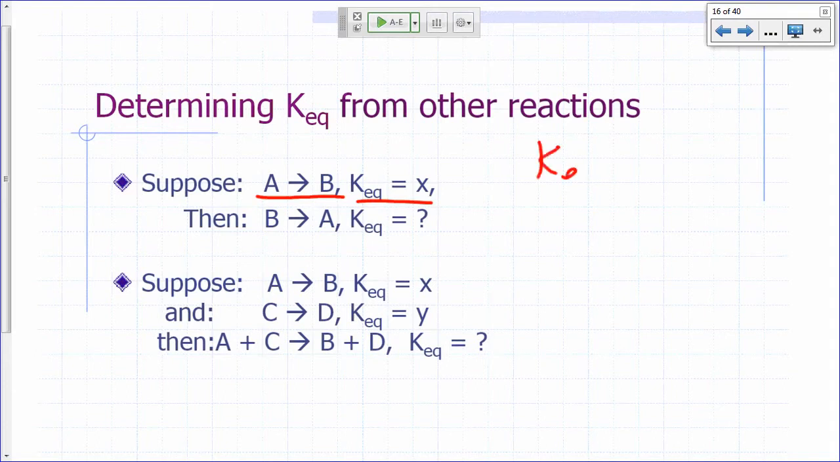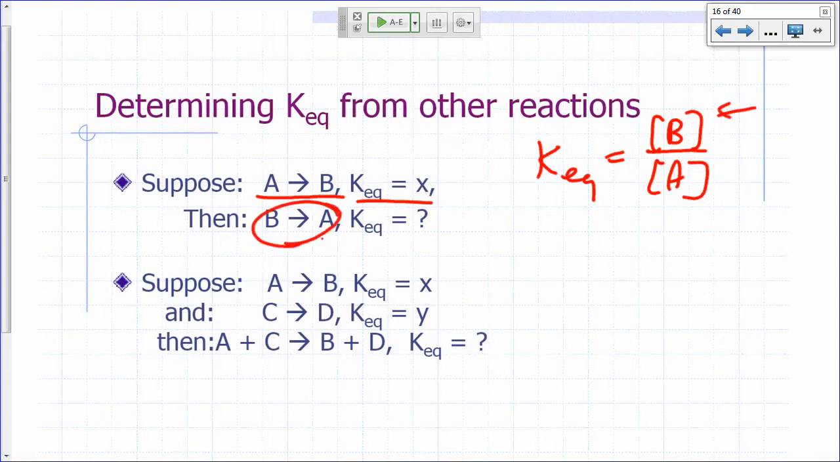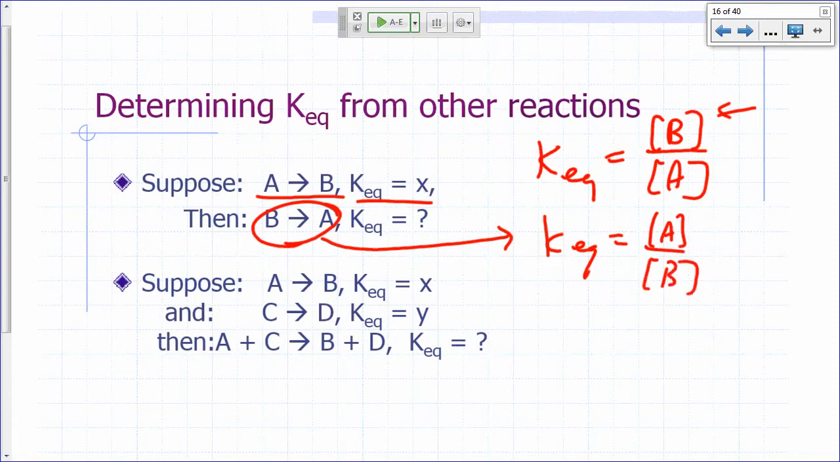So what's the expression for KEQ? That's concentration of B over concentration of A, right? Products over reactants. So what would be KEQ? And this would be the values at equilibrium, right? What would be KEQ for this second reaction right here? This is going to be A over B, right? The product in this case is A and the reactant is B.